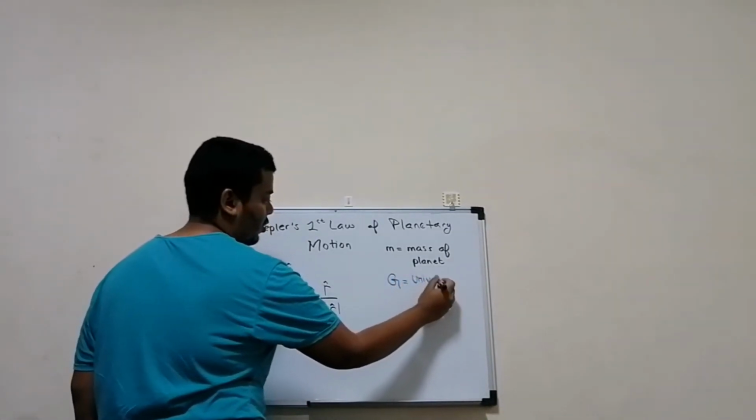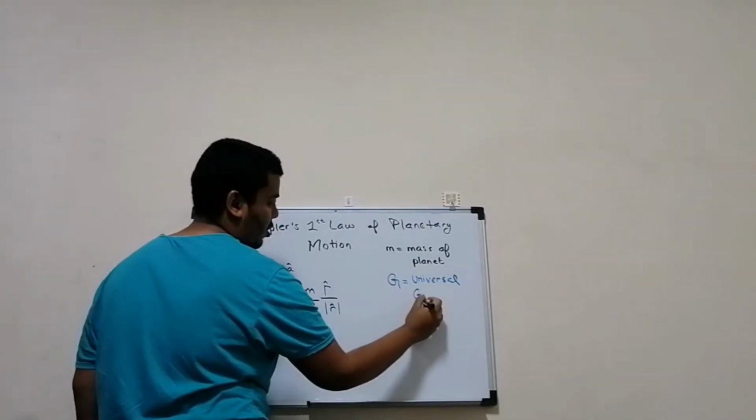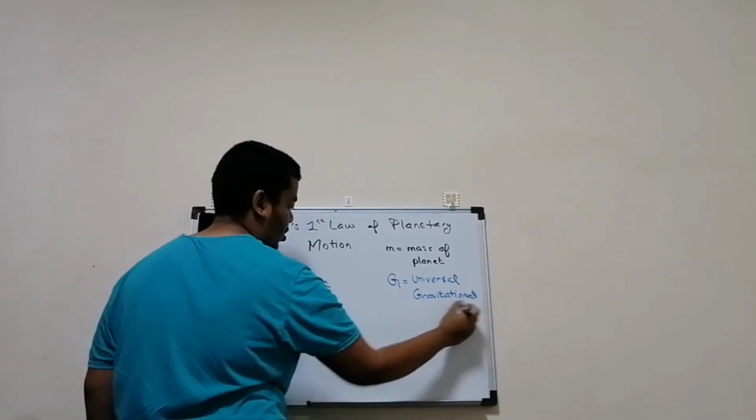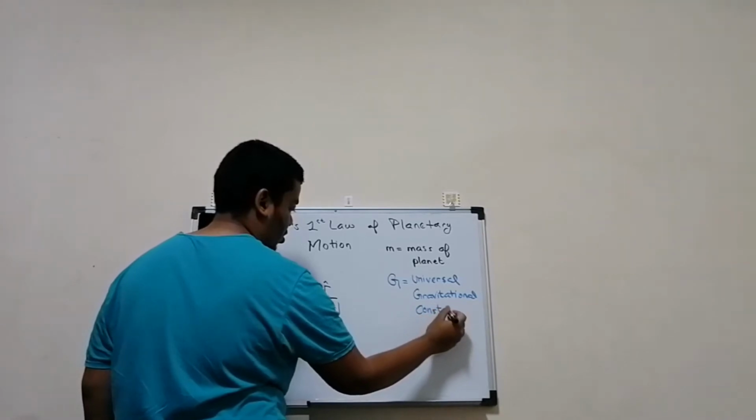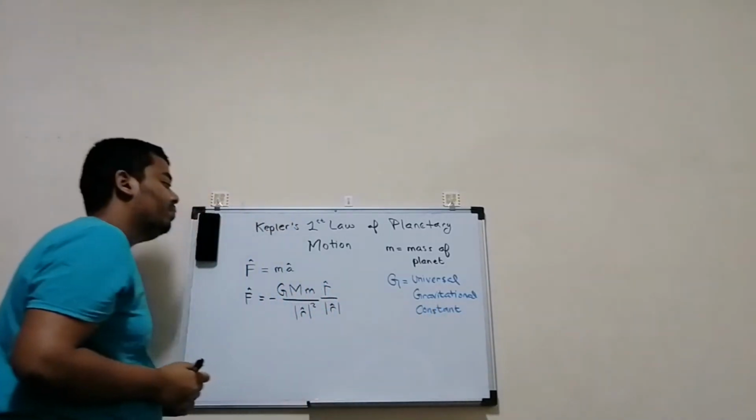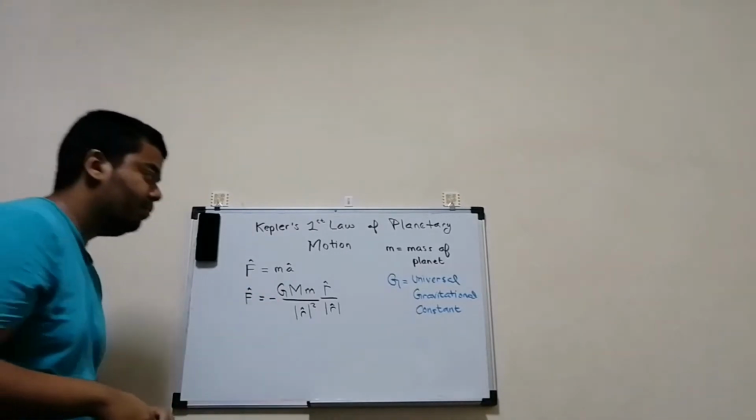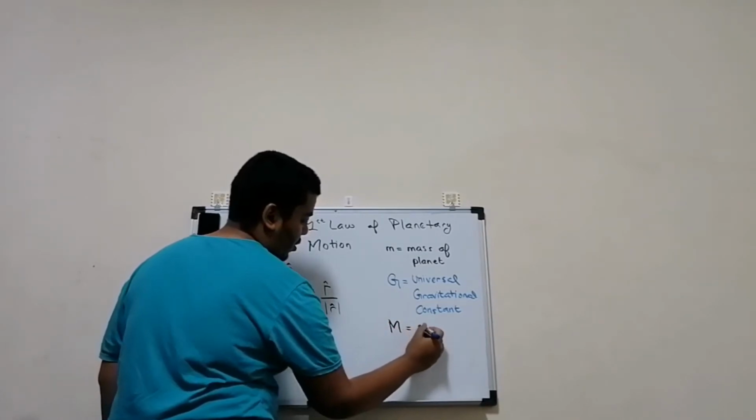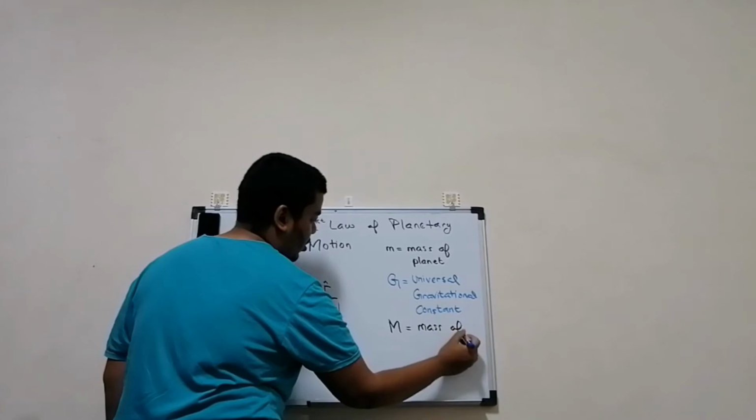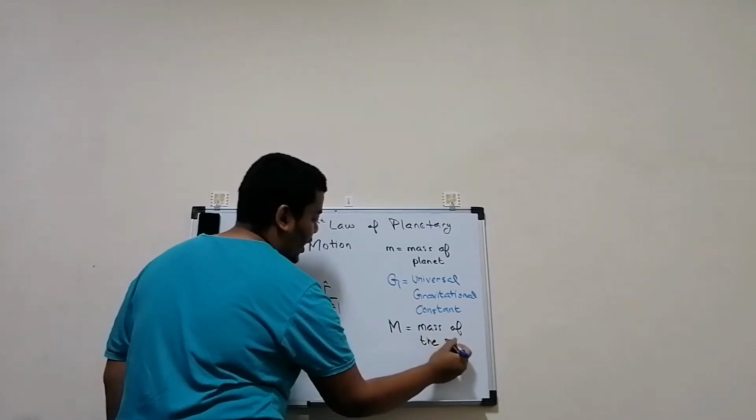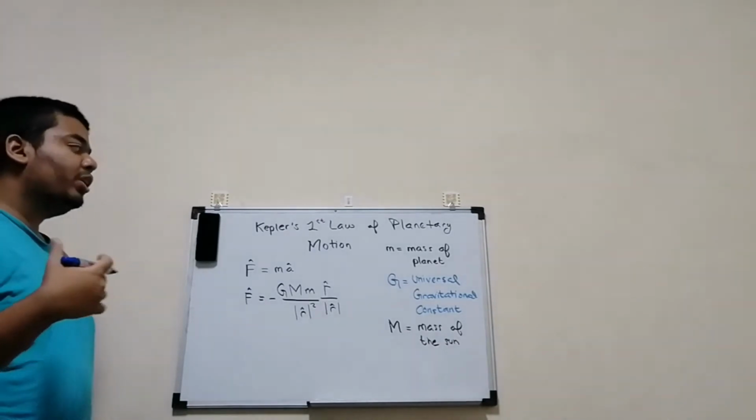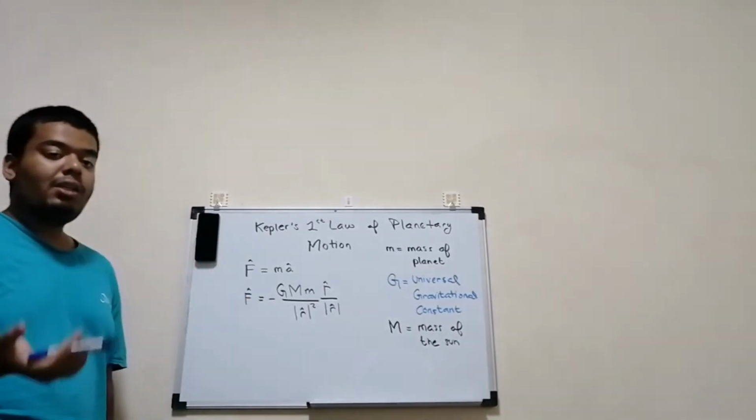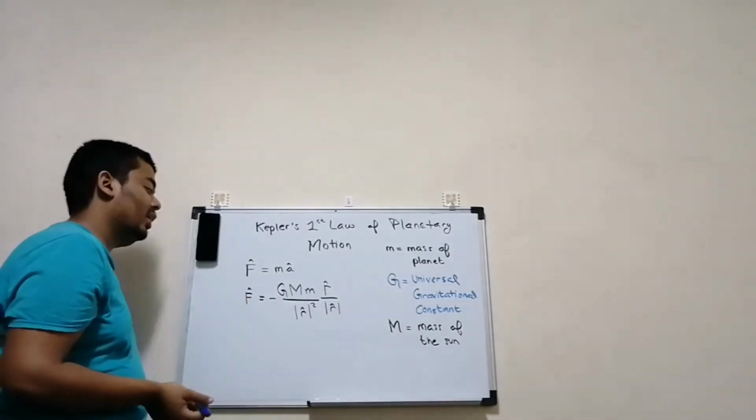Universal gravitational constant. Okay. What is capital M? Capital M is the mass of the sun. Mass of the sun. Or, if you say you have a planet and a satellite, a satellite has a much smaller mass than a planet, so capital M would be the mass of the planet and small m would be the mass of the satellite.